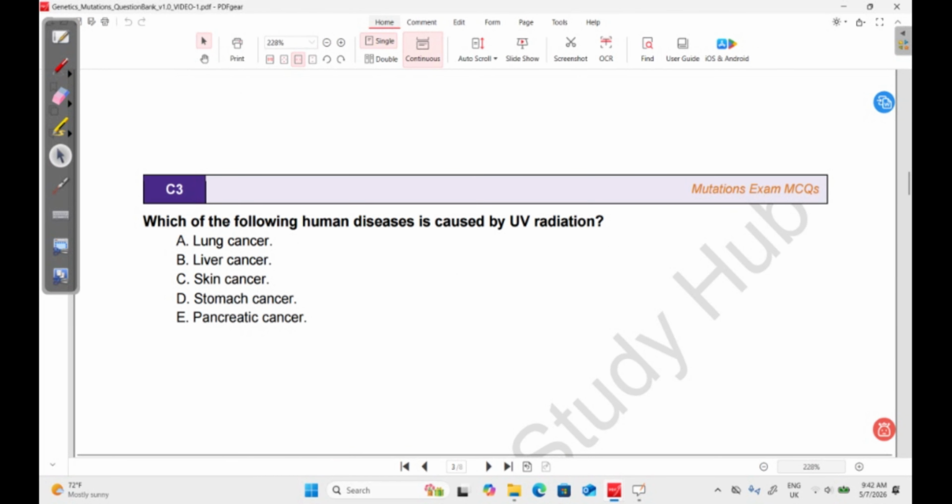Question 3. Which of the following human diseases is caused by UV radiation? A, lung cancer, B, liver cancer, C, skin cancer, D, stomach cancer, E, pancreatic cancer. I'll give you a minute to try to answer this question, or a second rather. Okay, if you answered skin cancer, that's the correct answer.